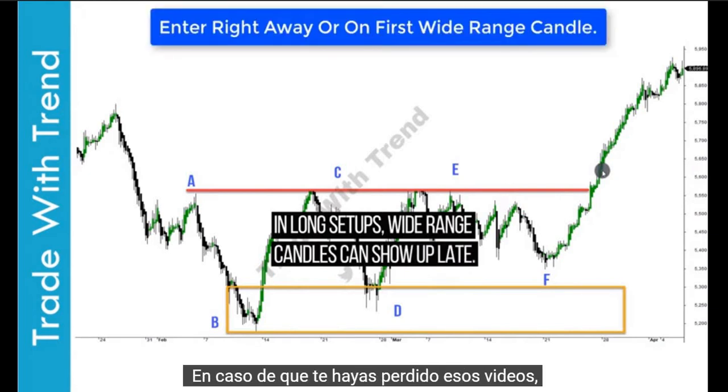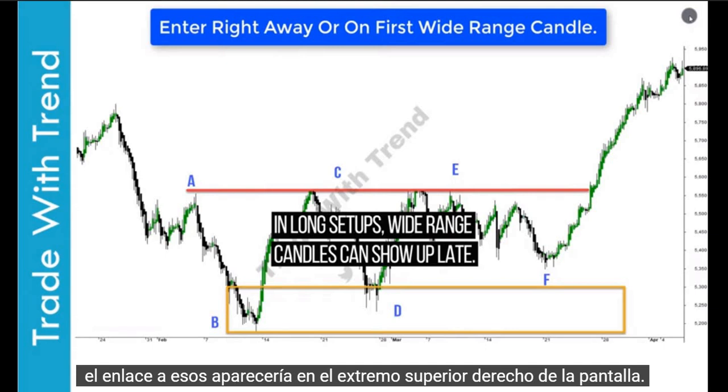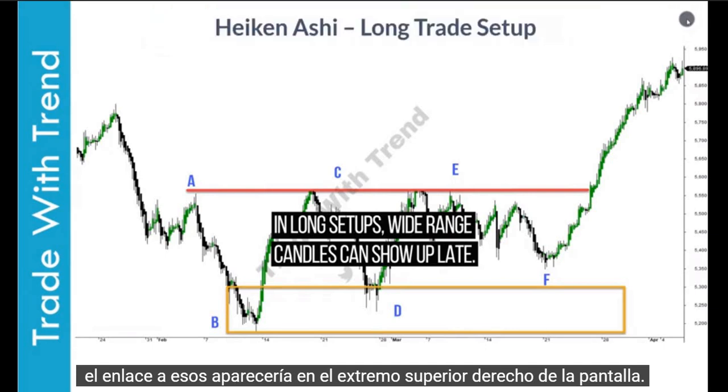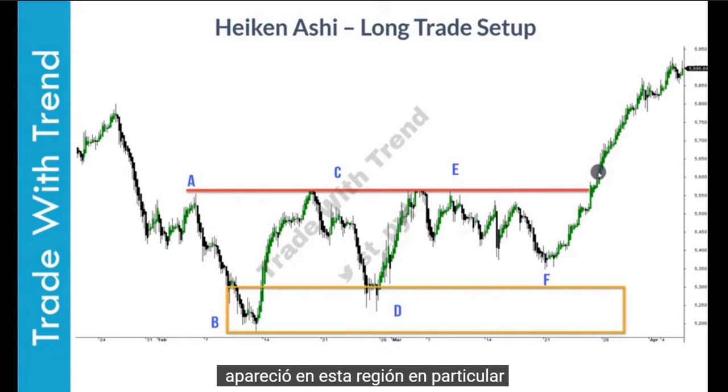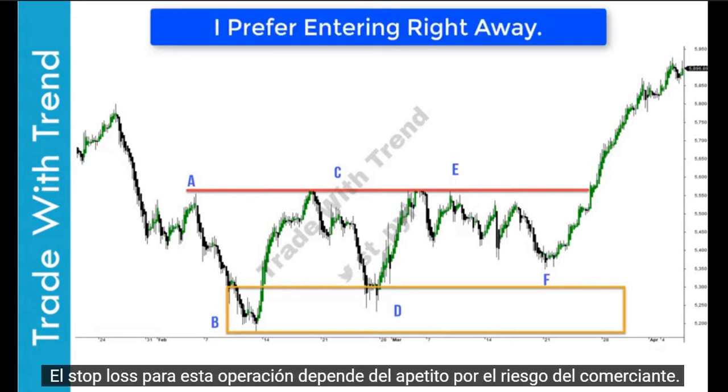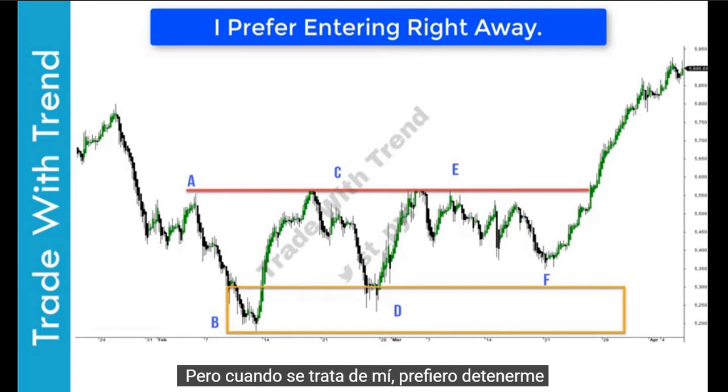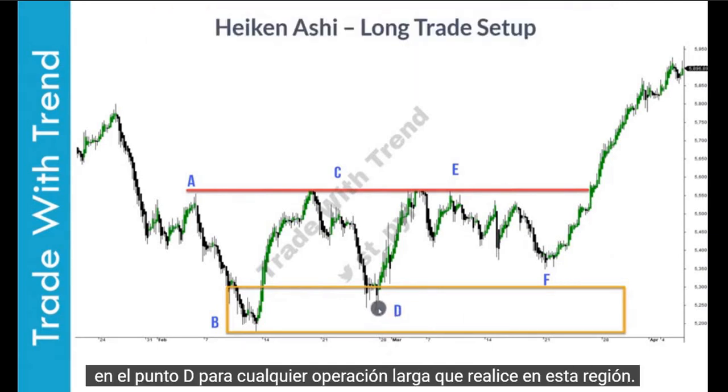In case you have missed those videos, link to those videos would come up at top right end of your screen. In this particular chart, wide range Heiken Ashi candles showed up in this particular region and this should be your entry point. Stop loss for this trade depends on risk appetite of a trader, but when it comes to me, I prefer keeping a stop at point D for any long trade that I take in this region.